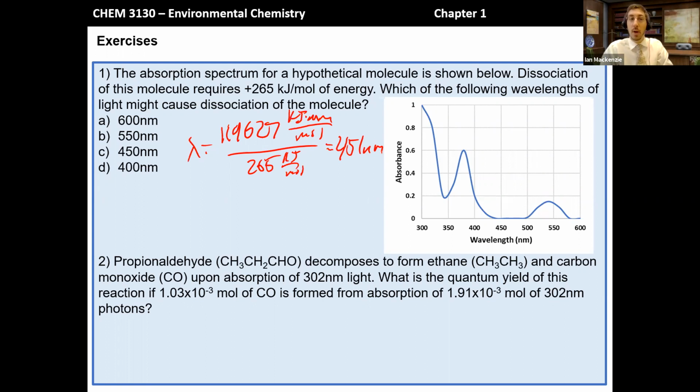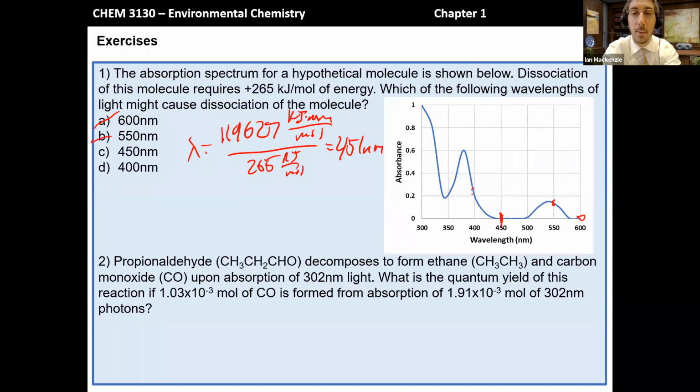And so right away we can say that 600, which is out here, and 550, which is right here, are both longer than the maximum wavelength of light that has sufficient energy, so it can't be A or B. So 450 looks attractive because it does have sufficient energy, but if I look at my spectrum, there's essentially no absorption by the molecule at 450. So 450 is not going to be a good wavelength to drive this reaction because the molecule doesn't absorb at that wavelength. So really the only option of those I've been given is going to be 400.